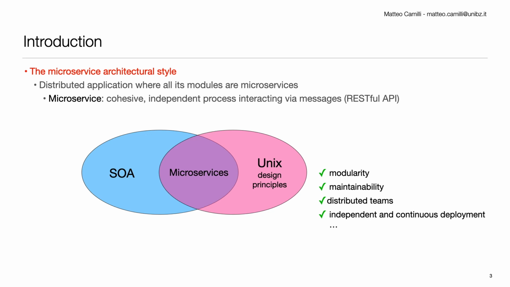Okay, so, introduction. I'll go very rapidly through these things, just to introduce a bit of context. The microservice architectural style is widespread in industry, so it represents a significant matter nowadays. It usually yields better modularity and better maintainability. It favors distributed teams and independent and continuous integration and deployment practices integrated in a context of DevOps.